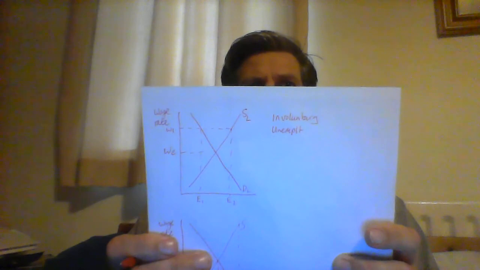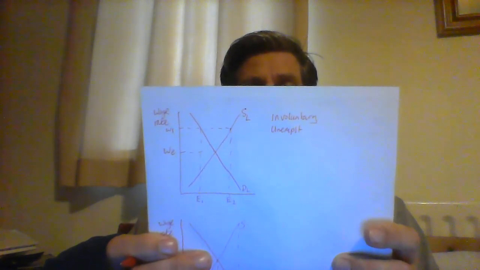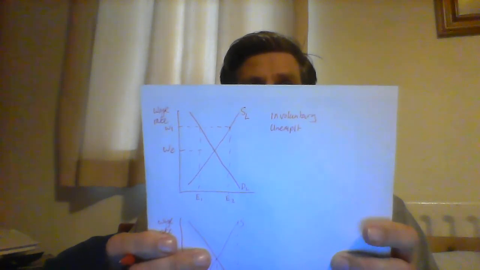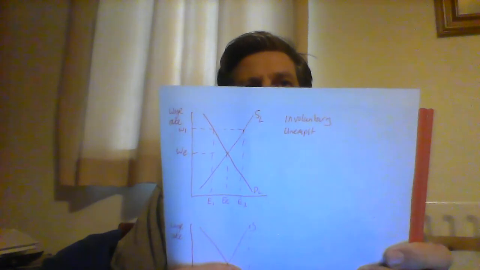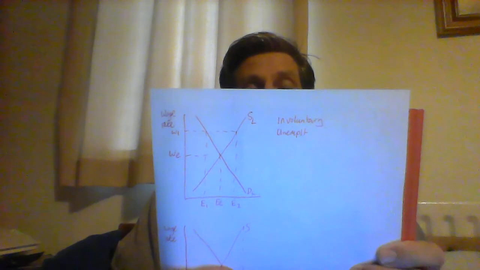Take away the labour market imperfections and allow the labour market to clear. If the wage rate falls back from W1 to the equilibrium of WE, then there'll be an increase in employment from E1 to EE. And that will be a great way of eliminating involuntary unemployment.